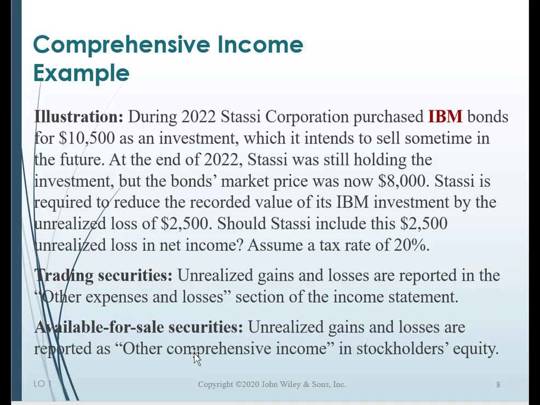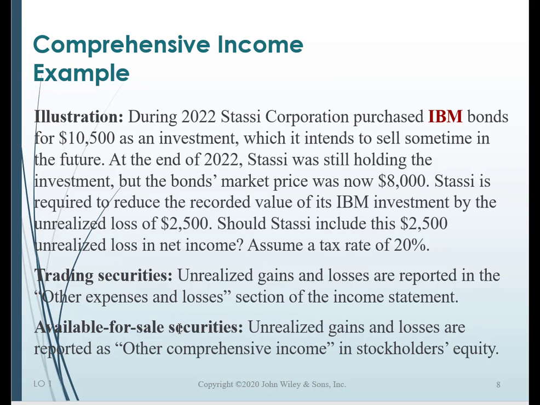So back to our example, the same example. We have the market price now $8,000, right? We're required to reduce the recorded value by this unrealized loss. Went from $10,500 to $8,000, right? So we also have to assume the tax of 20%. So how do we do this?